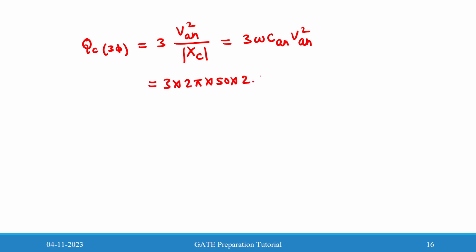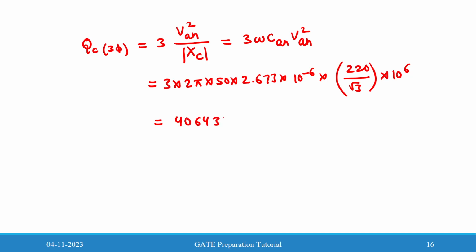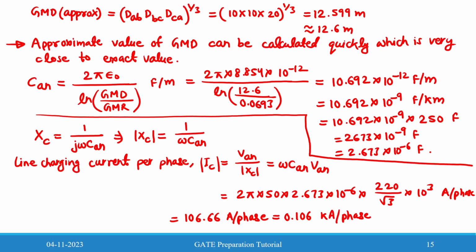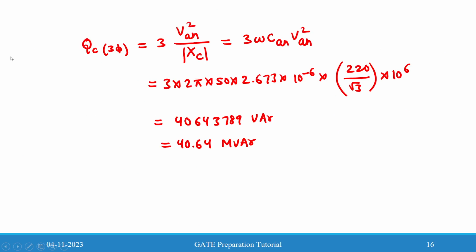CA is given as 2.673 into 10 to the minus 6, that is 220 divided by root 3 into 10 to the power 6, because it is kV. So putting all these values we will get 40643789 var, that is 40.64 MVAR. So this is the value, this is the answer.